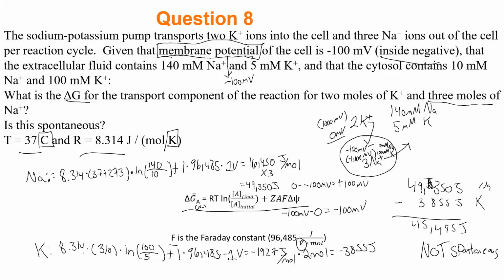Will you only be working with sodium and potassium when you use this equation? No, you can use any molecule in the universe for this equation. The only thing that changes is Z, the charge of the molecule. No, this can be used for glucose. This can be used for bananas. It's not sodium and potassium specific.